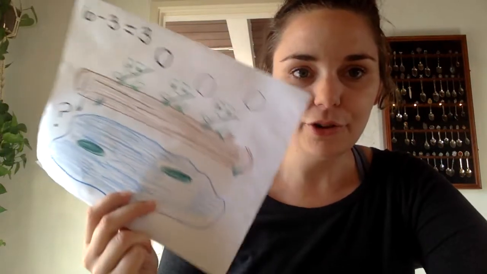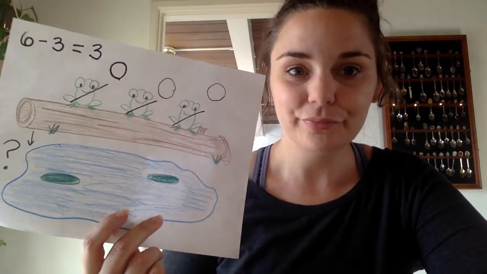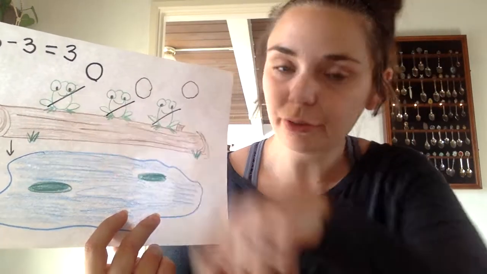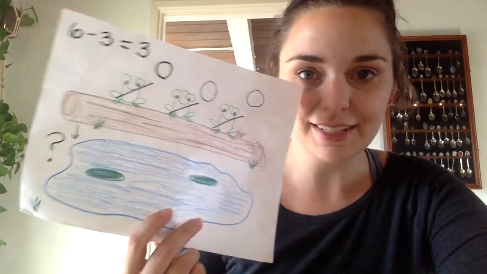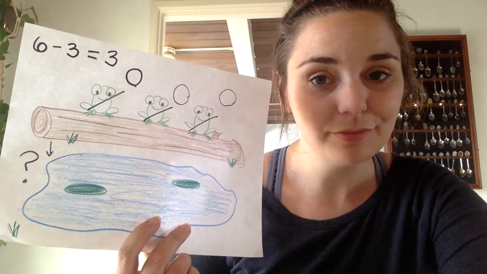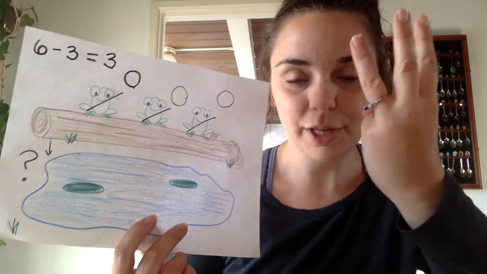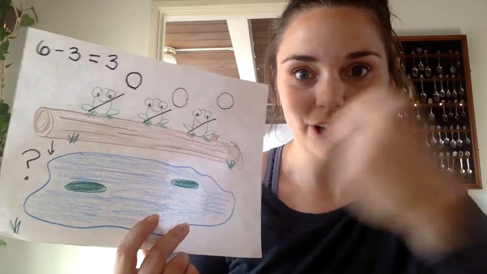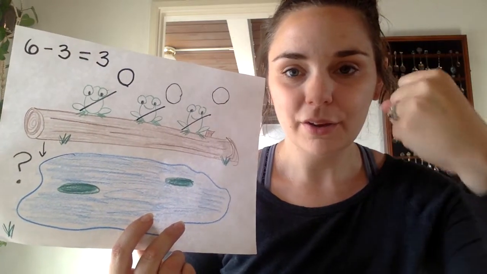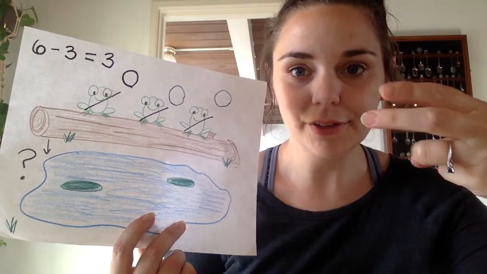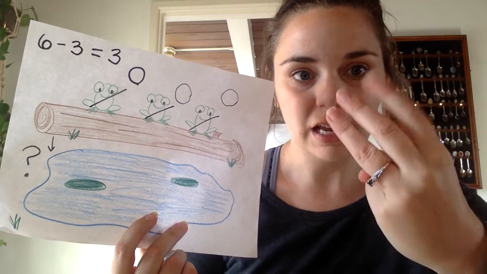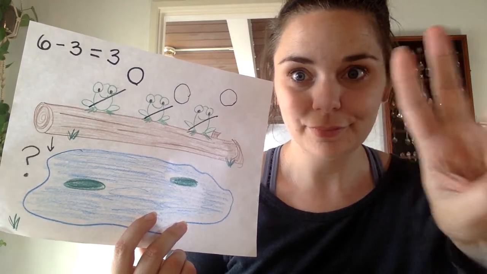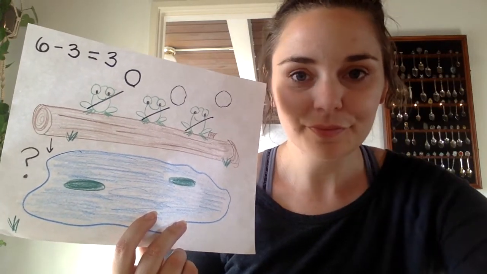Did anybody maybe count on? You knew there were 3 here, 3 frogs, and you counted up to 6, maybe on your fingers. Let's try it. Take 3, put it in your hand, and let's count on. 3, 4, 5, 6. How many are in the pond? 3 more went in the pond. Good job, guys. All right.